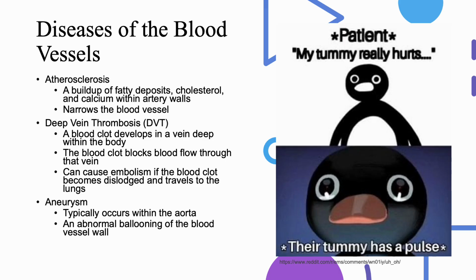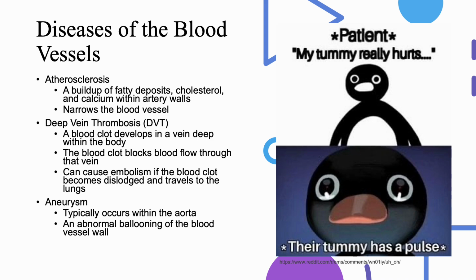Deep vein thrombosis, or DVT, occurs when a blood clot forms within a deep vein, usually in the legs. The clot may obstruct blood flow and can become dangerous if it breaks loose and travels to the lungs, causing a pulmonary embolism.